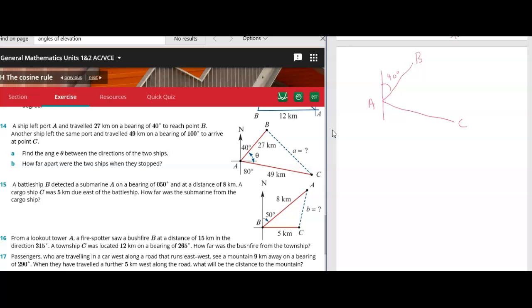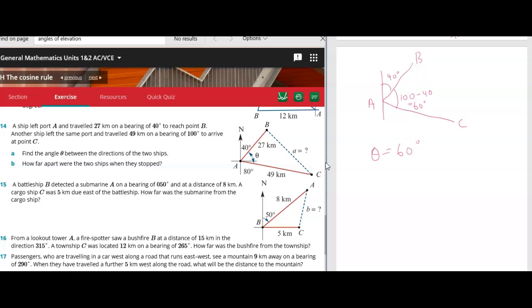So let me just double check. A ship left port A and travelled 27 kilometres to reach point B. Another ship. Yep. Okay. So this angle here is just going to be 100 minus 40, which is 60 degrees. So theta is 60 degrees. And you can also see they've got 80 written there. I don't know why, because they haven't written the 100, which would probably help you more there. But that 80 is just showing this angle from the south line to the line between A and C.